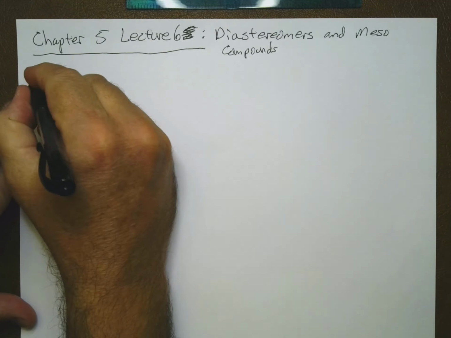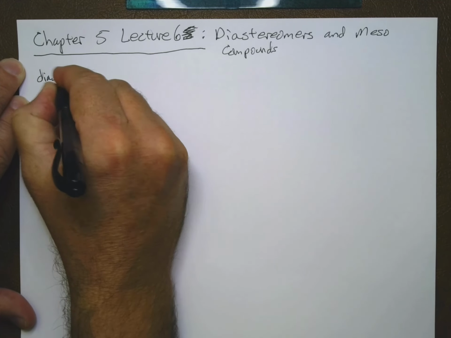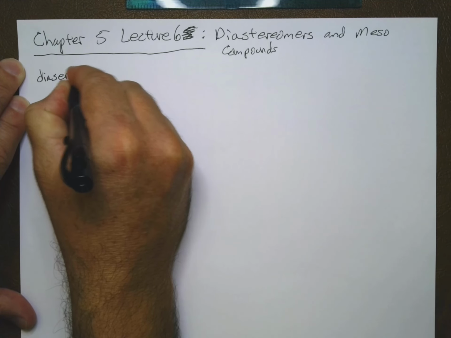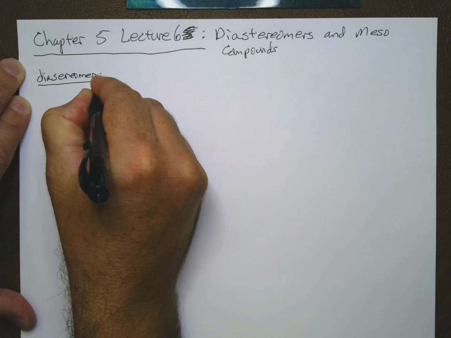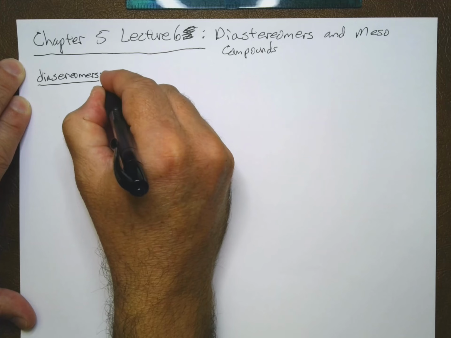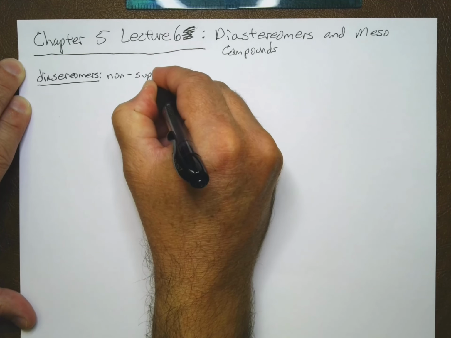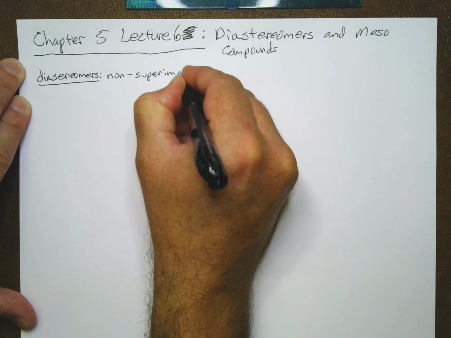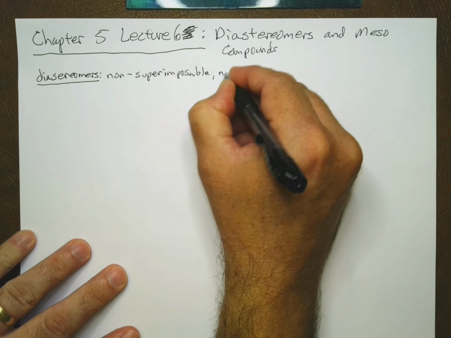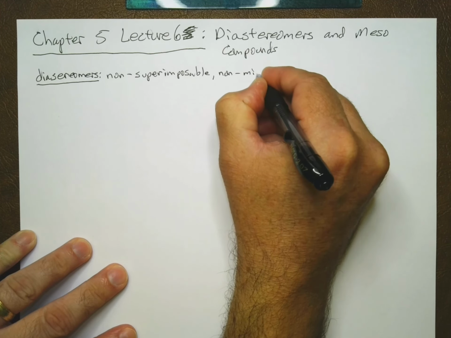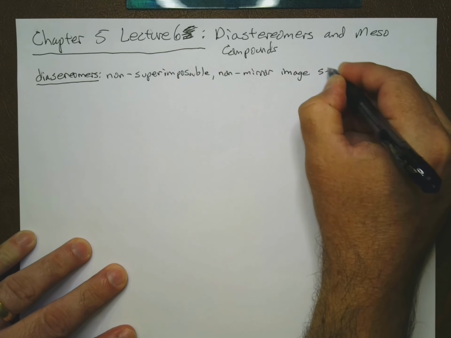Now, what is a diastereomer? A diastereomer is a type of isomer. I'll say diastereomers are non-superimposable, non-mirror image stereoisomers.